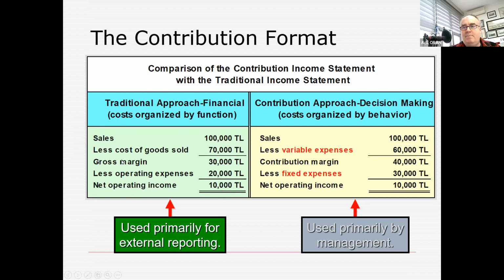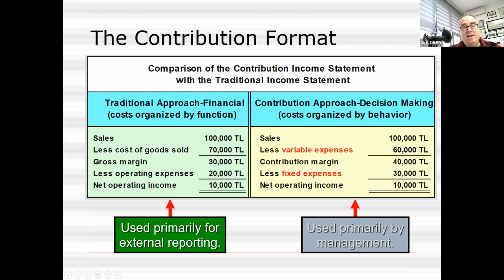But those same expenses, classified according to whether they're variable or not, you might see, okay, total sales still 100,000. That's not going to change. But your variable expenses are 60,000. Most of this will probably come from cost of goods sold. Part of them might be coming from operating expenses, which are variable. So it gives you a contribution margin of 40,000.